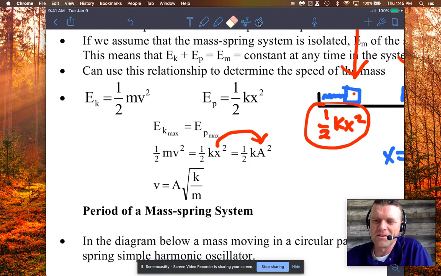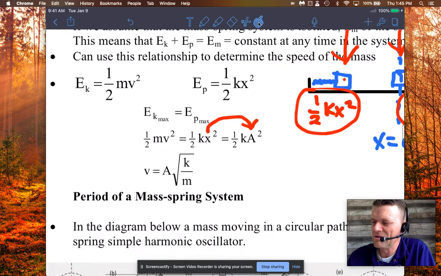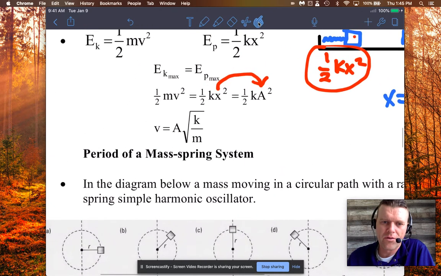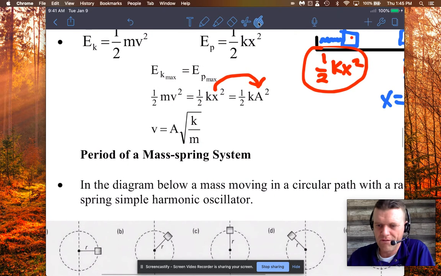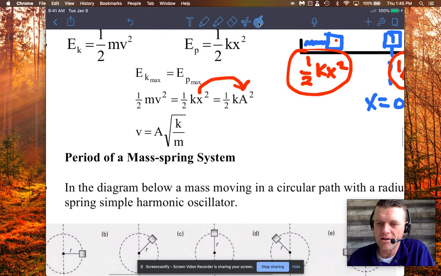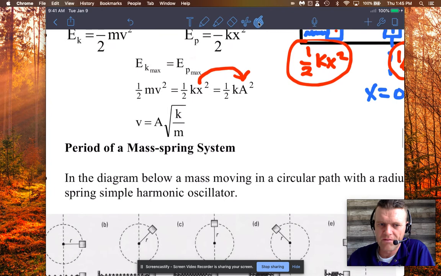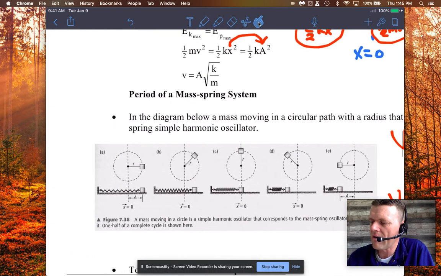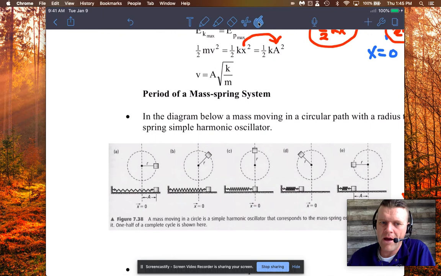So the last one, this one has a really cool comparison to circular motion, and it's the period. So for a mass moving back and forth, how do we determine the period for that movement? Well, as it turns out, we can actually compare the movement of a mass on a spring.